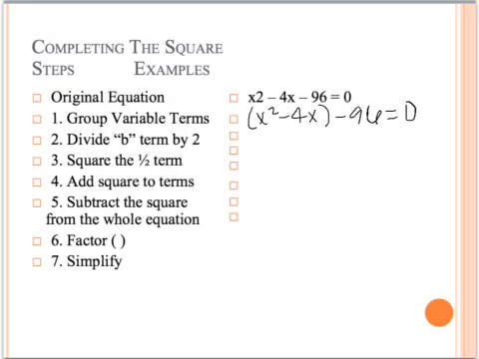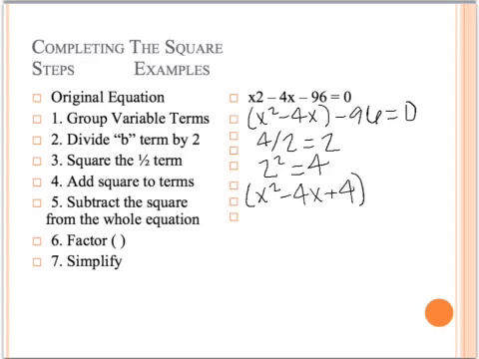Step 2 is to divide the b term by 2. So 4 divided by 2 equals 2. Step 3 is to square the half term. Step 4 is to add the square to both terms. Step 5 is to subtract the square from the whole equation.